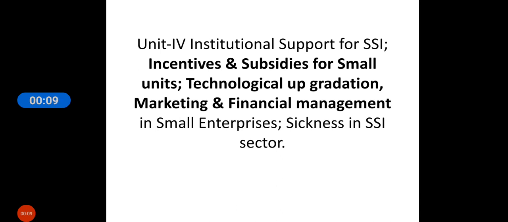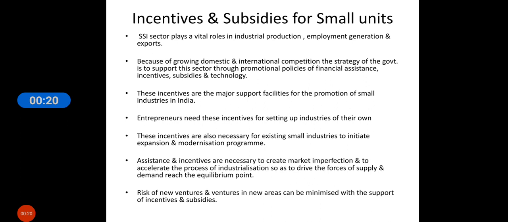What are small scale industries? Why are they sick? What are the causes and reasons? Now we are going to discuss various incentives and subsidies. Incentives and subsidies for small scale units.